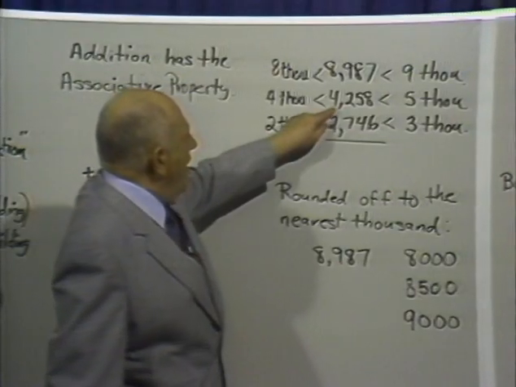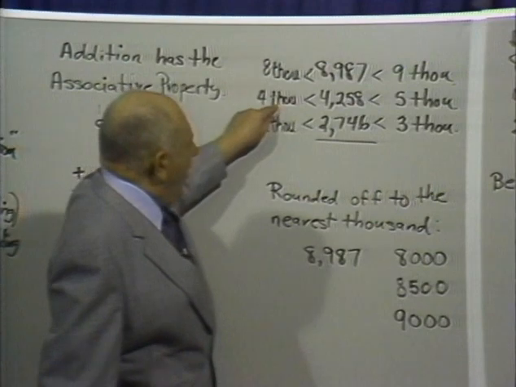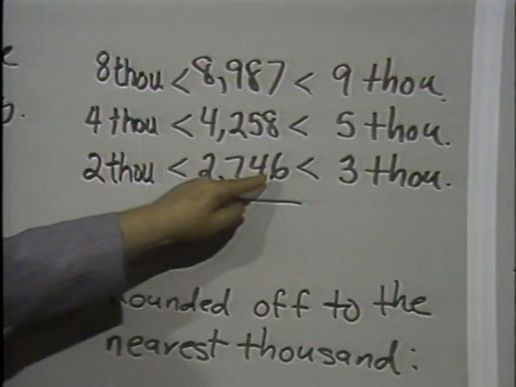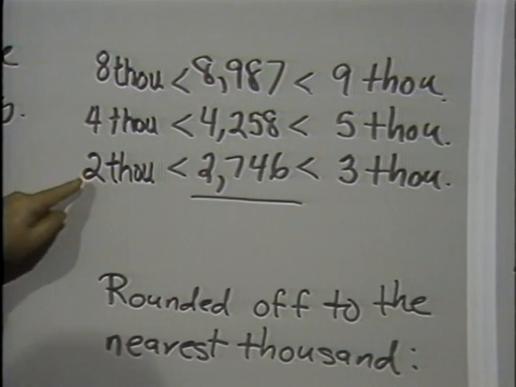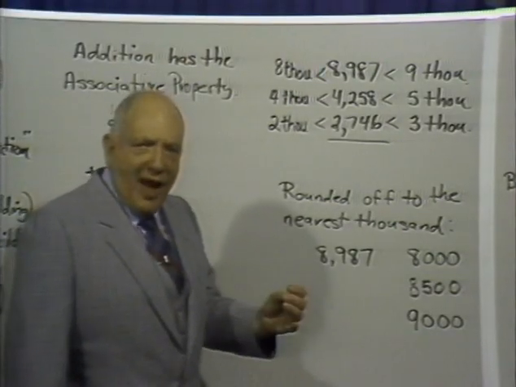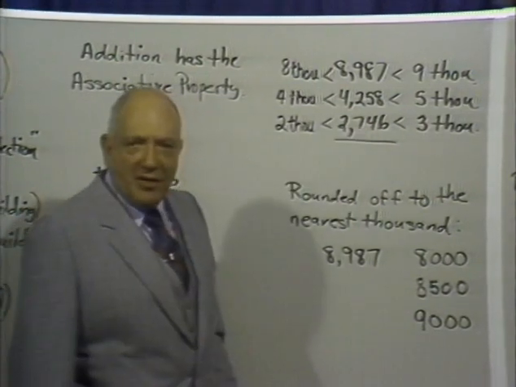In a similar way, 4,258 is more than 4,000, but less than 5,000. 2,746 is more than 2,000 and less than 3,000. Do you see what I'm saying? If you're counting by thousands, you say what? 1,000, 2,000, 3,000, and someplace between 2,000 and 3,000, you jumped over this number.